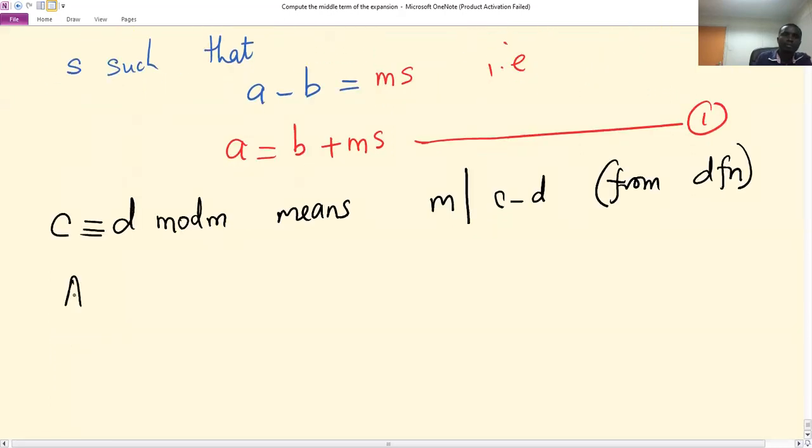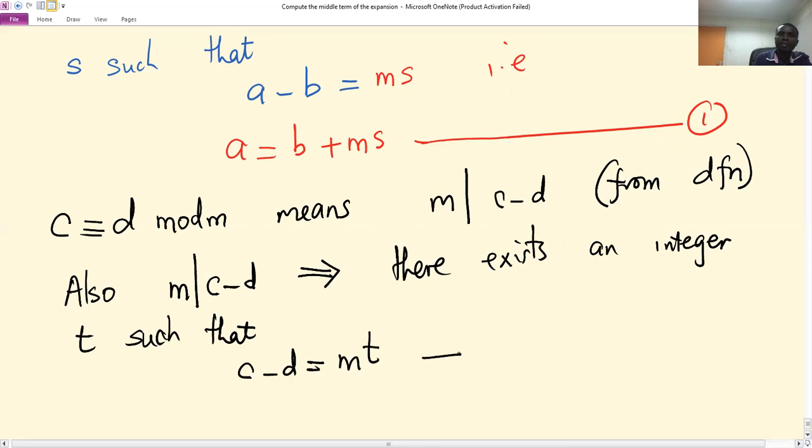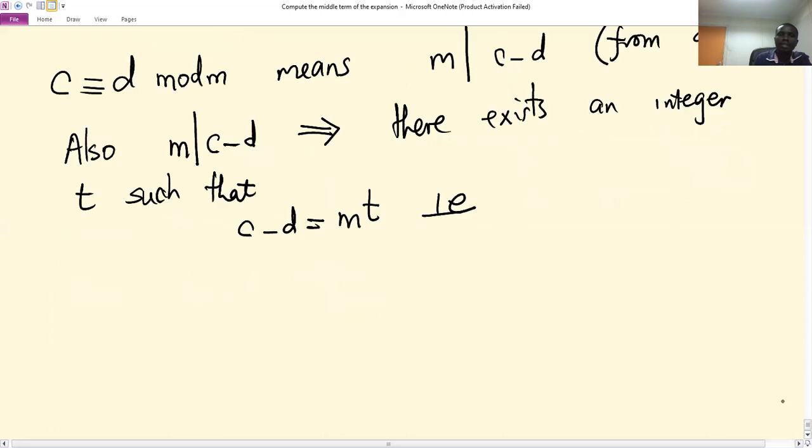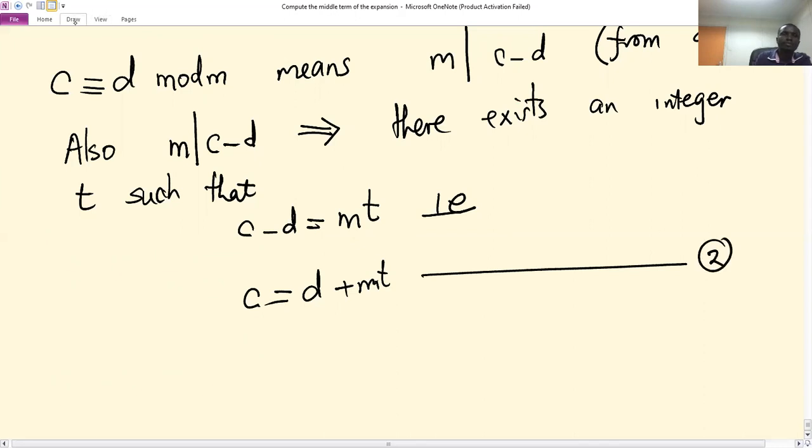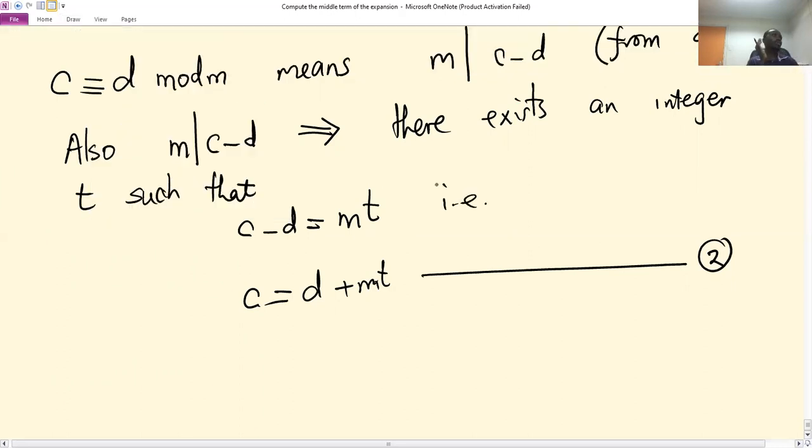Also, M divides C minus D implies there exists an integer, let's call it T, such that C minus D is the same as MT. We can make C the subject and say C is the same as D plus MT. So this is, call it equation 2. So we have equation 1 and equation 2 from definition.